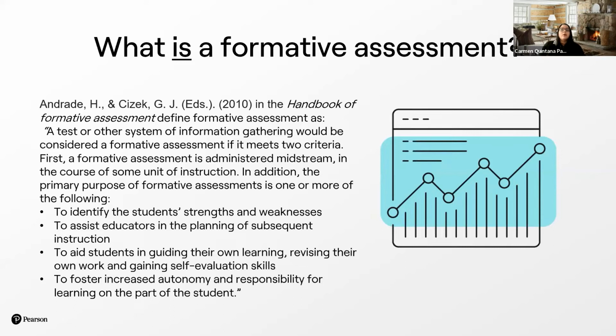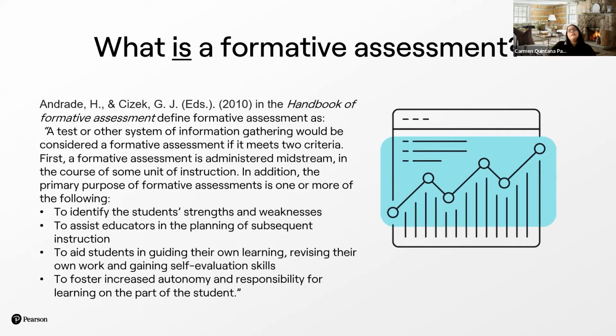Formative assessment, according to the Handbook of Formative Assessment quoted here, is a test or other system of information gathering. So we're not just talking about tests, although when we hear the word assessment, sometimes that's the first thing that we think about. And they're very good forms of assessment indeed, but it can be another form of information gathering. Now, in order for them to be considered formative assessment, they need to meet two criteria. And that's my favorite part about this definition, that it puts criteria at the front and center so that we can better understand if the things that we're doing actually qualify as formative assessments.